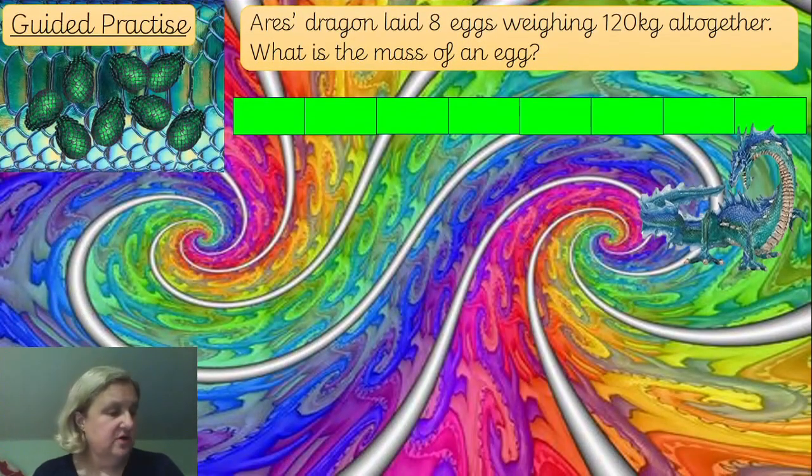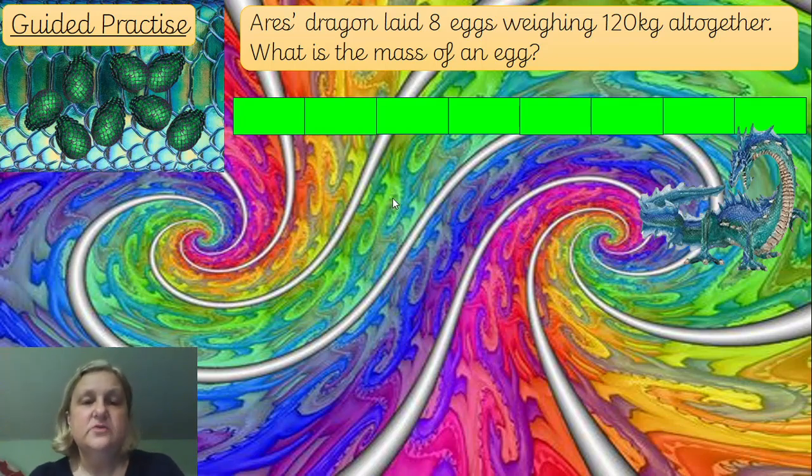So now we've got guided practice. You can copy this one down. We've got Aries, dragon, has laid 8 eggs, weighing 120 kilograms altogether. What is the mass of an egg? And that says an egg, and an isn't a number, but it's the word for one. If it's an egg or a something, it's known as one thing.